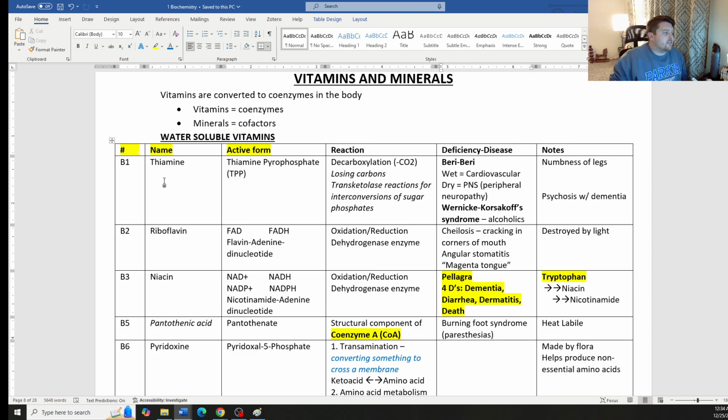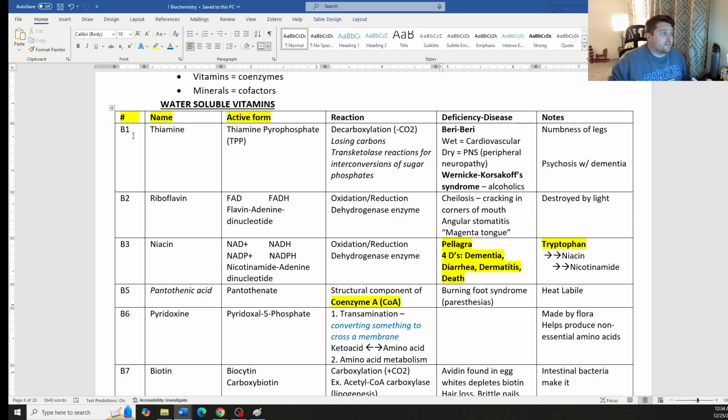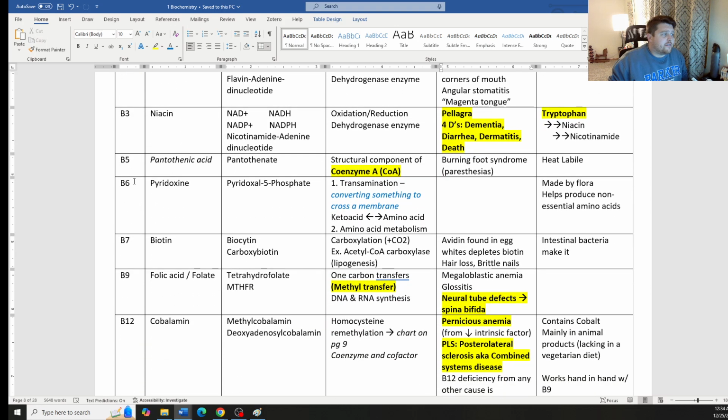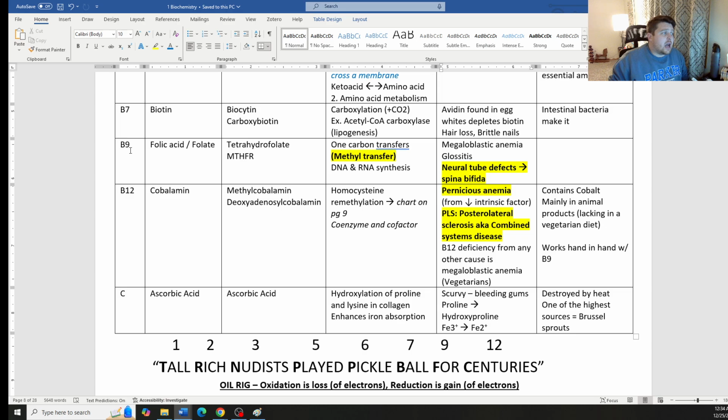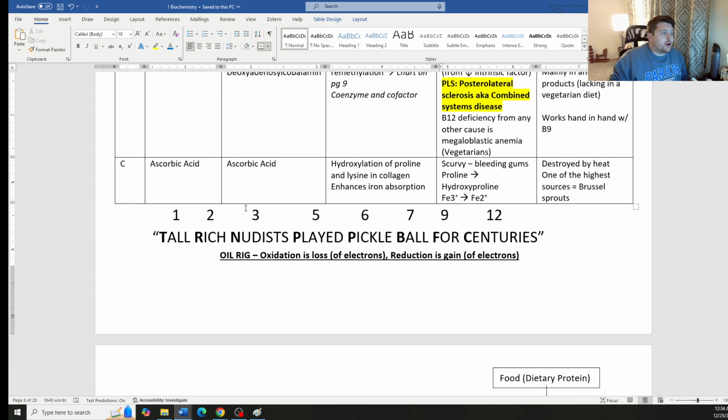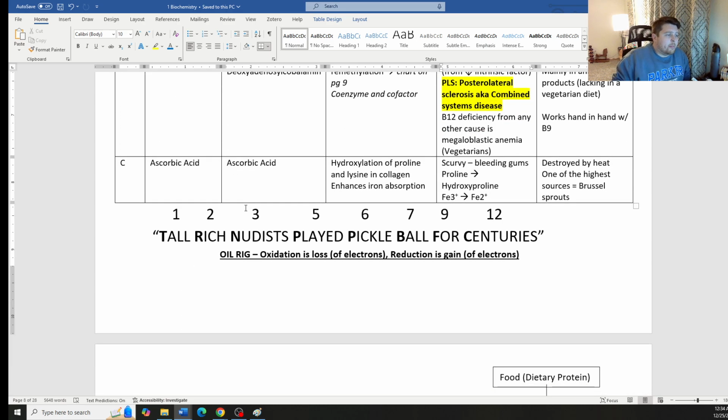So we start off with our B vitamins. We have 1, 2, 3, 5, 6, 7, 9, and 12. Our mnemonic for remembering the B vitamins is tall, rich, nudists, played pickleball for centuries. Again, that's 1, 2, 3, 5, 6, 7, 9, and 12.